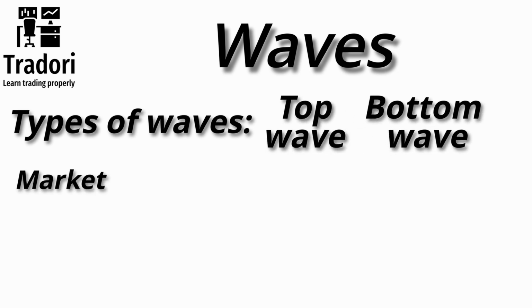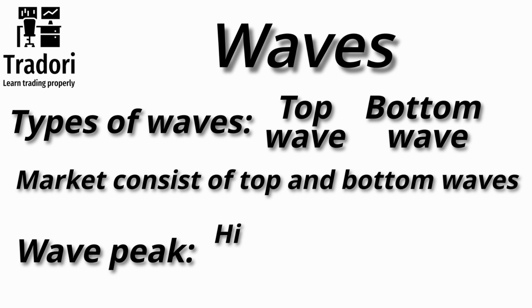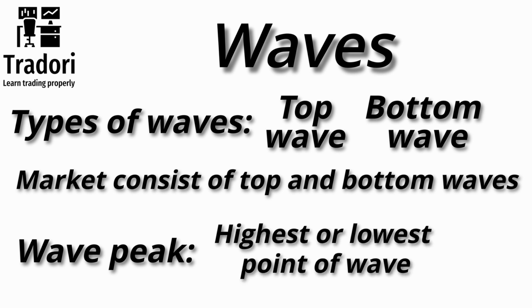Basically, this is what the market consists of. The whole chart is made of bottom and top waves. Each wave has a peak, after which the market starts to move downwards or upwards, depending on the type of wave.